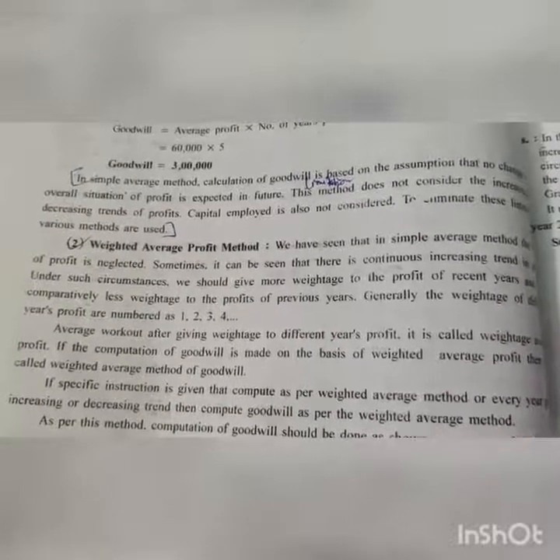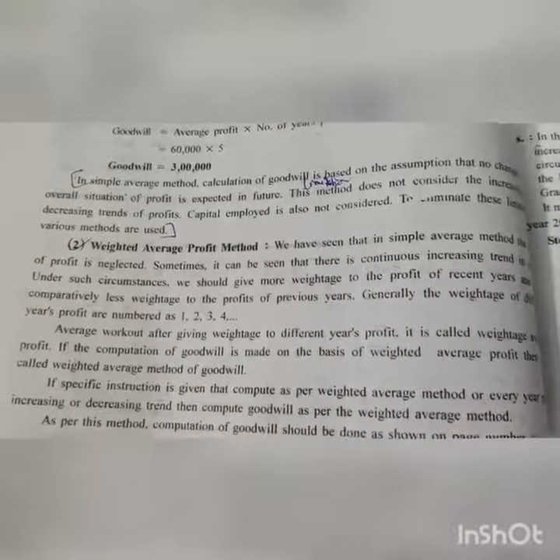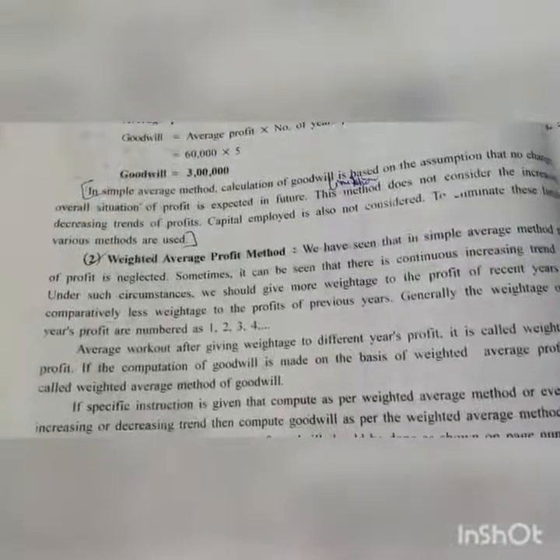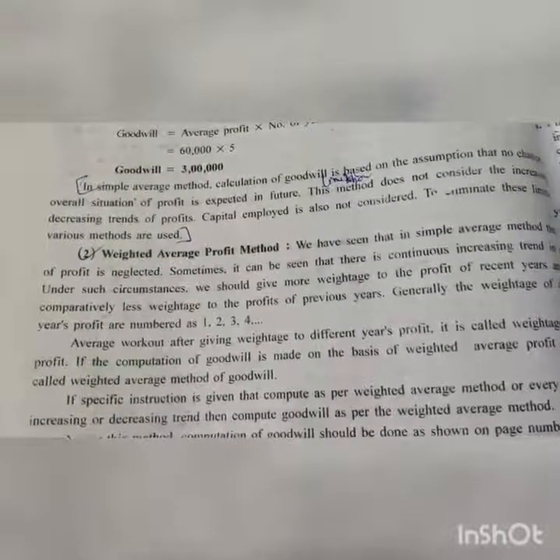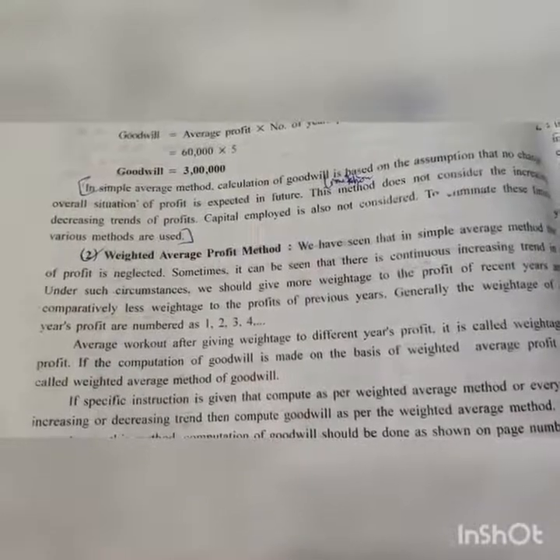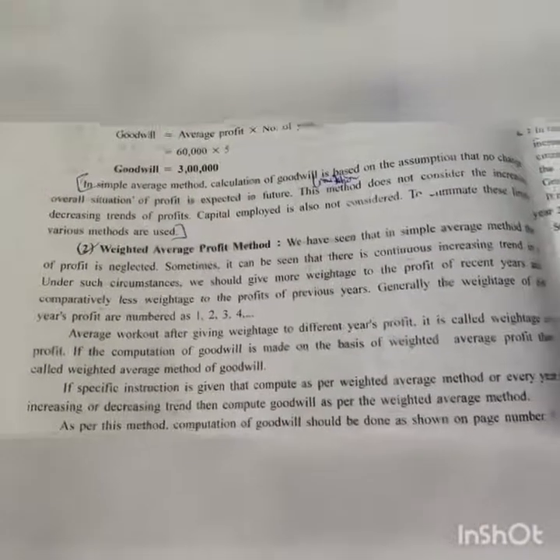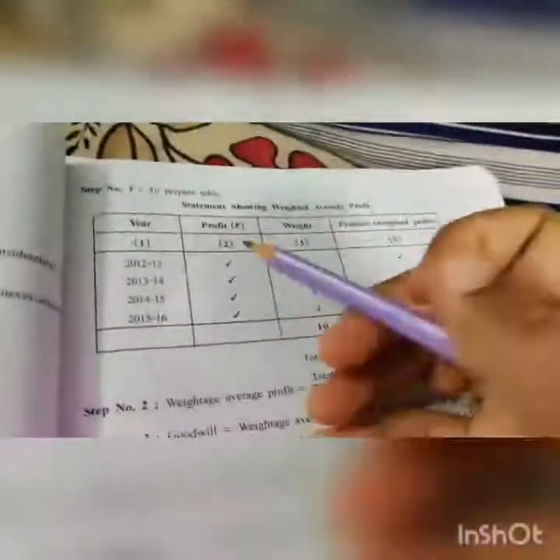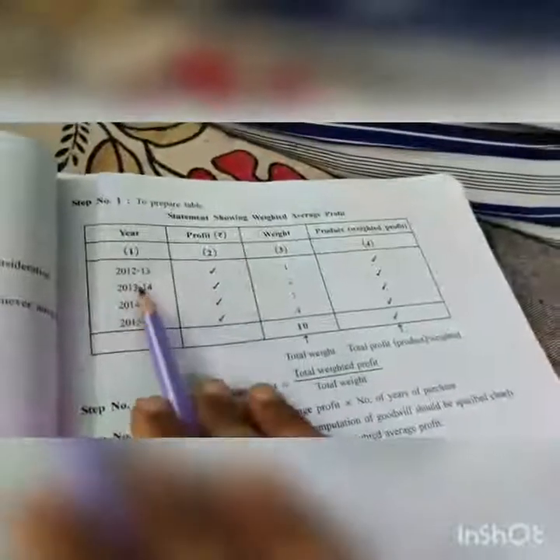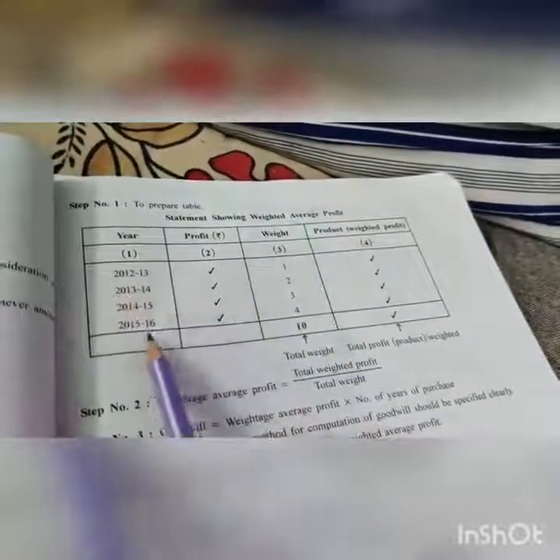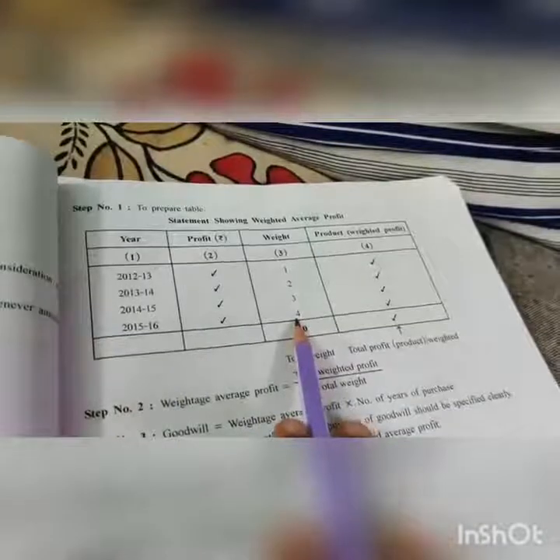We have seen that in simple average method the trend of profit is neglected. Sometimes it can be seen that there is continuous increase or continuous decrease. Under such circumstances we should give more weightage to the profit of recent years, comparatively less weightage to the profit of previous years. Generally the weights of the years are numbered as 1, 2, 3, 4. So see, for example, here it is given. This is the recent year, 15, 16. So here the weightage is given more.